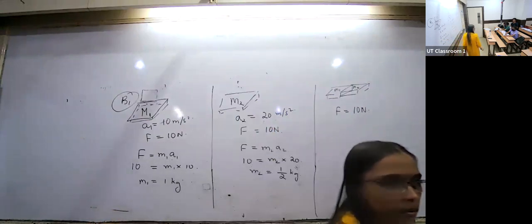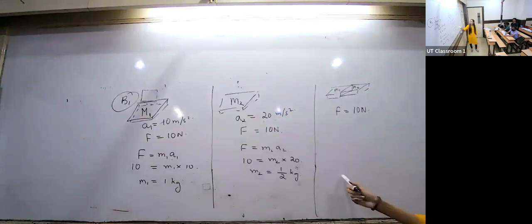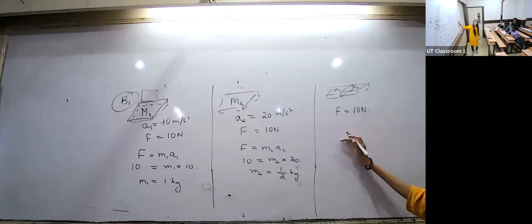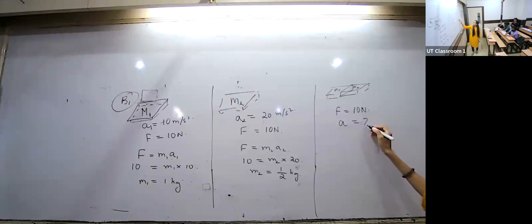Now what are we doing? What did they ask us to find in this case? The acceleration. So I know m1 and I know m2. The total mass in this case is m1 plus m2, which is 1 plus half, which is nothing but 3 by 2. You can write it as 1.5 also, okay? So I am doing this further.